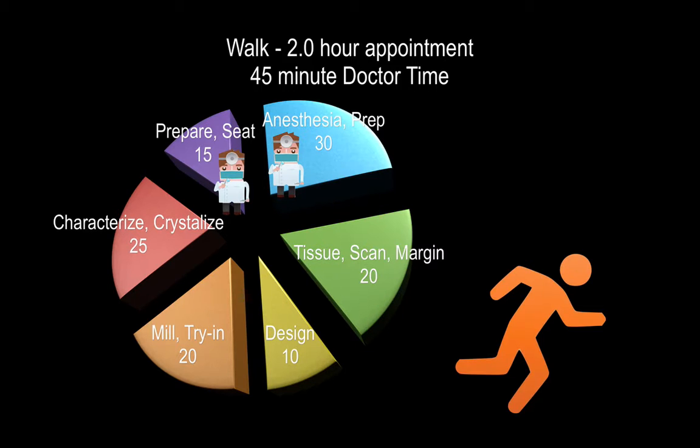Now milling, 15 minutes to mill, we're saying on average, and then go ahead and do the try-in. Spend about 5 minutes doing that. Get it in and get it characterized and then crystallized. So that should take about 15-20 minutes, letting it cool. And then have it ready, hydrofluoric acid etch. Doctor comes in, we're ready to seat. Okay, so there's our time in our pie.